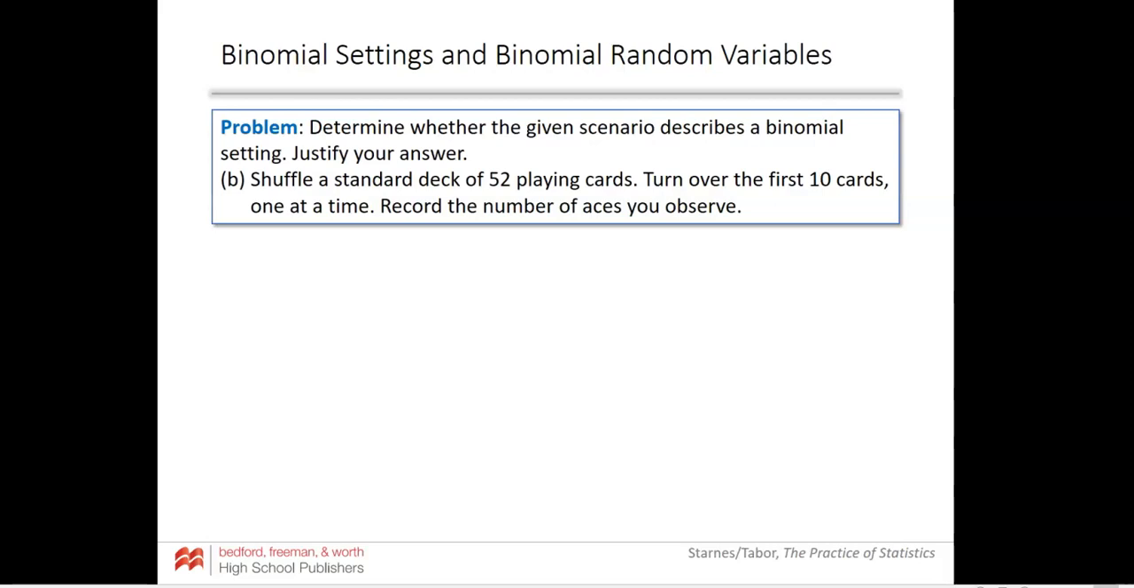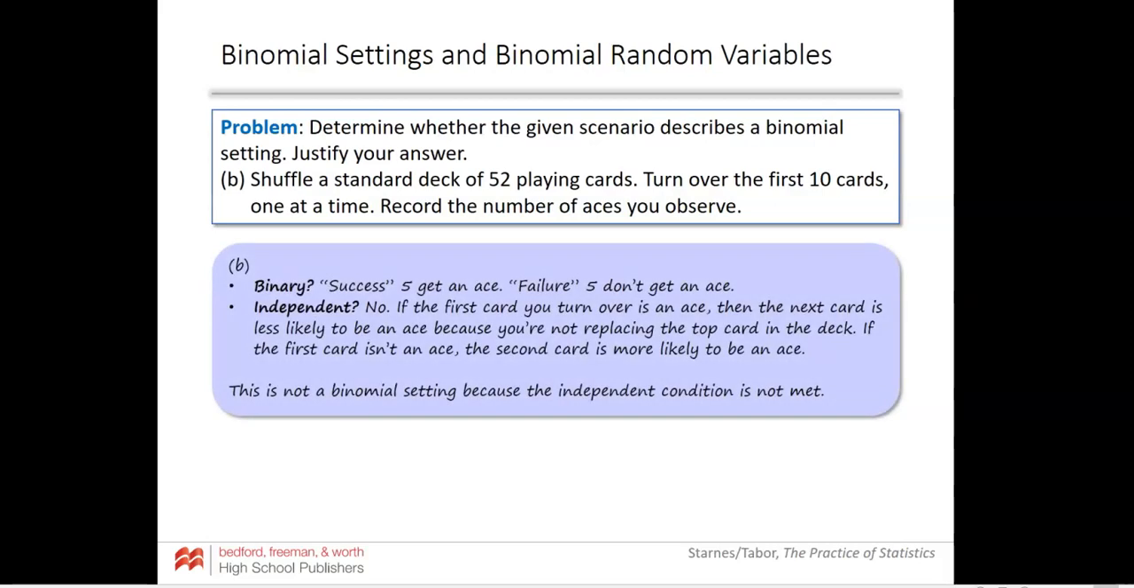Well, let's talk about independent first, but I'm not sure we have that. So independent, are they independent of each other? So if I flip over an ace first, I'm lucky, get an ace. Now there's 51 cards left. I think there's only 3 aces left. So I did have a 4 out of 52 chance of getting an ace, and now I have a 3 out of 51 chance. Like that, it's not the same probability of success every time. It's not independent of each other. The second draw is dependent on the first draw. So this is definitely not a binomial setting.